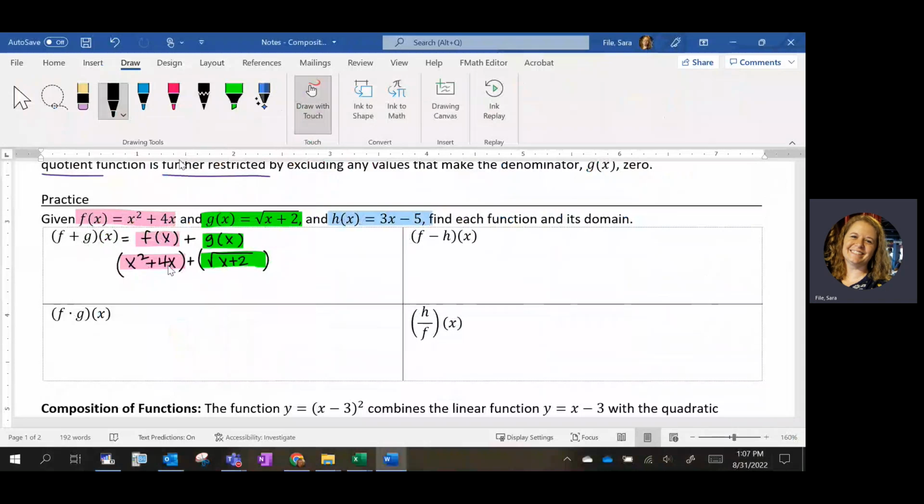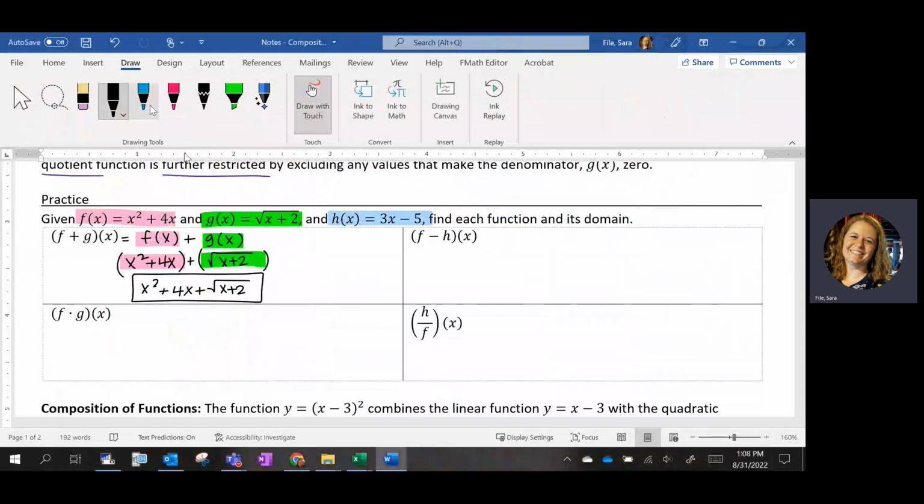Now looking at all the terms, I have a squared term. I have a linear term. I have a radical term. Can I combine any of those together? There is nothing to do here to simplify this. There's not one single thing I can do. So my final function, my combined function, the sum, is that. That's as much as I can do.